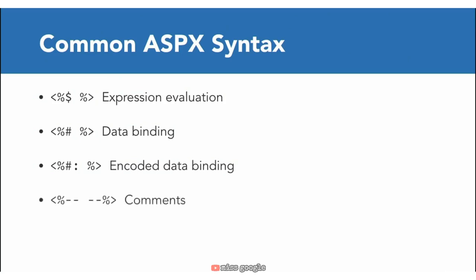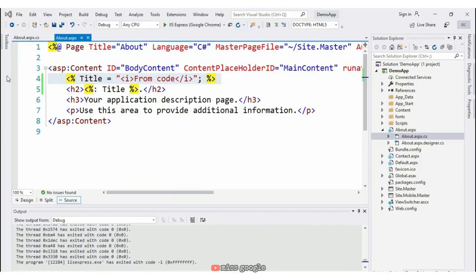And last but not least, we have comments. If I want to comment out a piece of ASPX code, then I can use less than percent, and when I want to end the comment, I would use percent, greater than. And that's it. So next up, let's talk about code behind files.